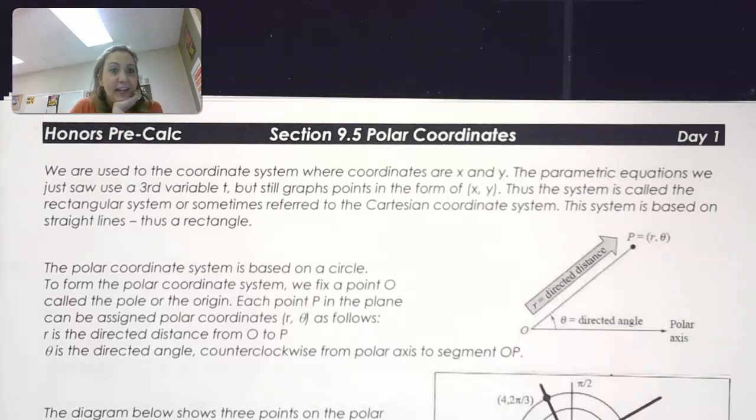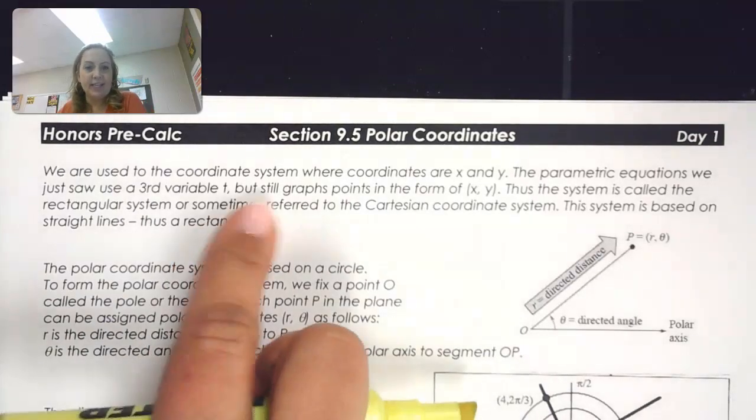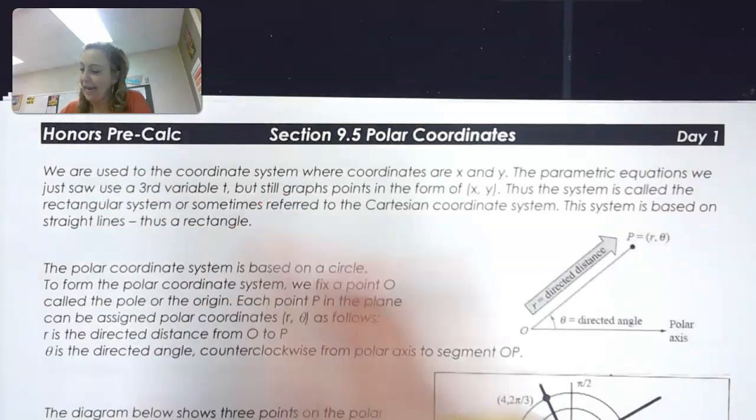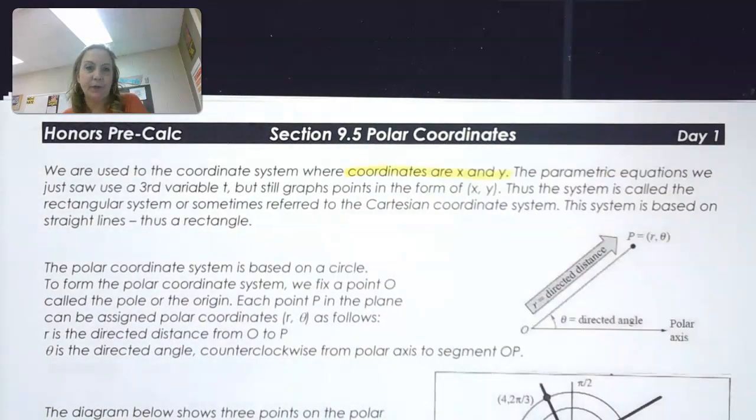Hello, today we're going to look at polar coordinates. We've been looking at parametric equations in 9.4, and now we're going to be looking at polar coordinates, all right? So we are used to the coordinate system where the coordinates are x and y. That's what we're used to, okay?